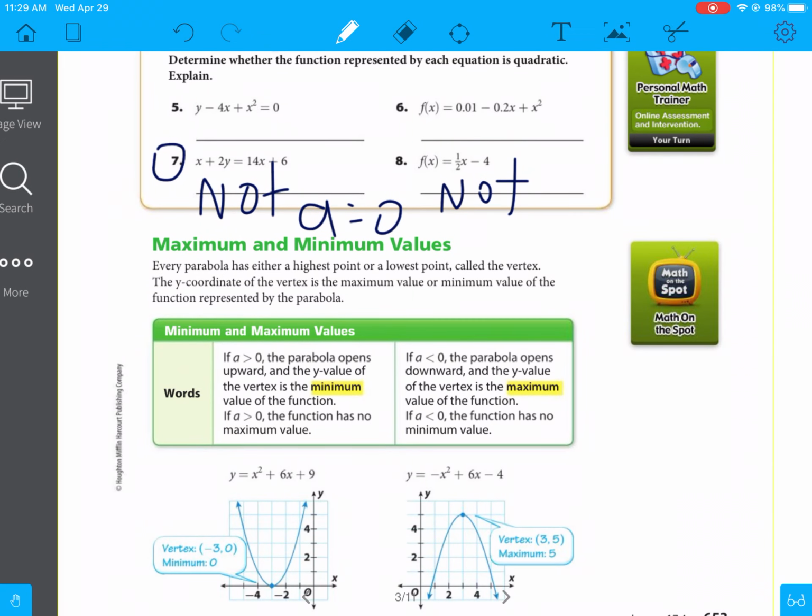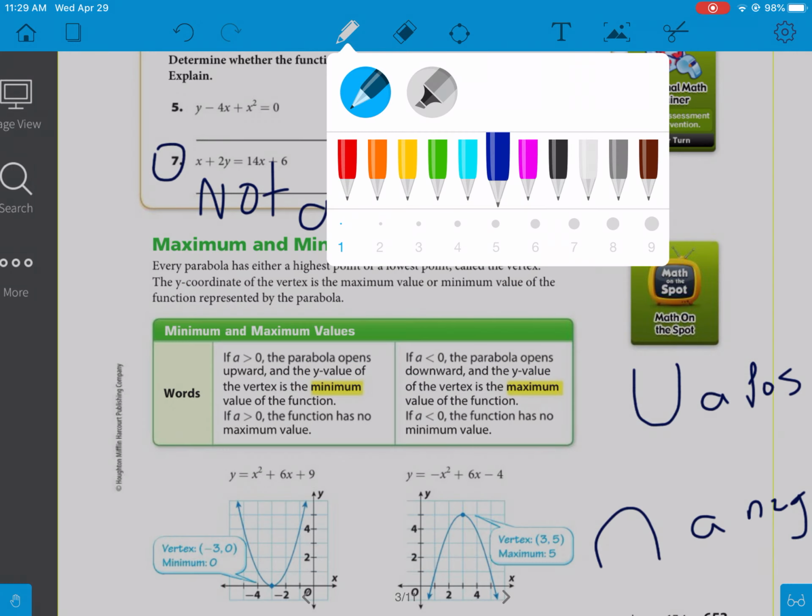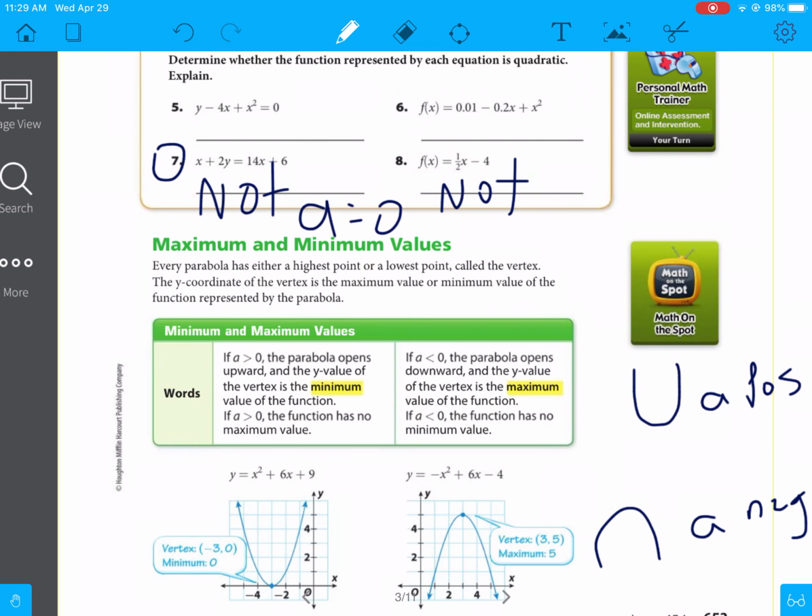So now we're going to talk about minimum and maximum values. So you already know that a parabola opens up if your a is positive. Then it opens down if a is negative. So these are going to have a minimum or a maximum. So if it's positive, you're going to have a minimum. So it can never be smaller than wherever your vertex is.